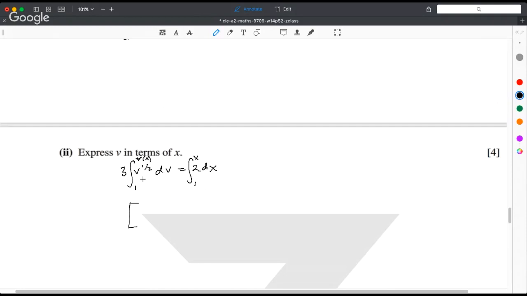Here we go. So integrated, the v to the 1/2 becomes v to the 3/2, and that means you have to divide by 3/2, like multiplying by 2/3. This is still the 3 out front. And you're evaluating between 1 and v, and this is equal to 2x between 1 and x. So you get that 2v to the 3/2 minus 2 is equal to 2x minus 2. And so v is equal to, raising both sides to the 2/3 power, x to the 2/3.